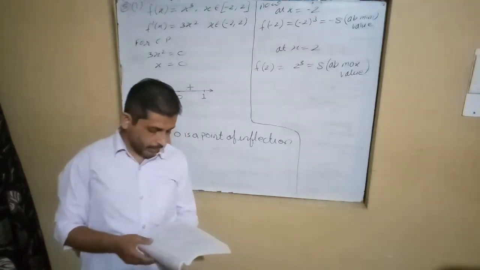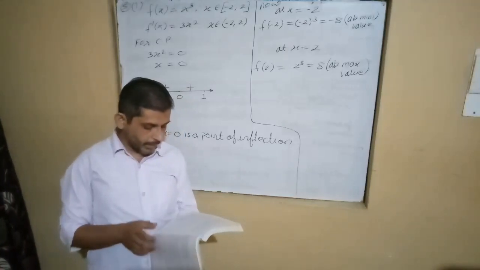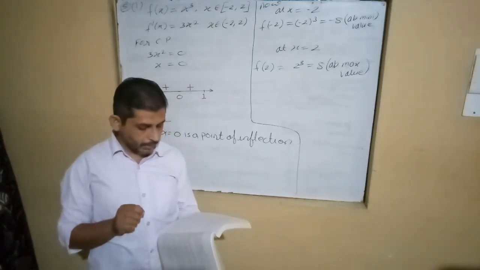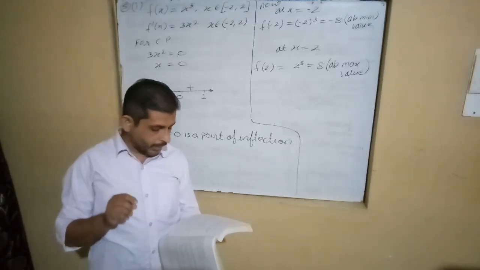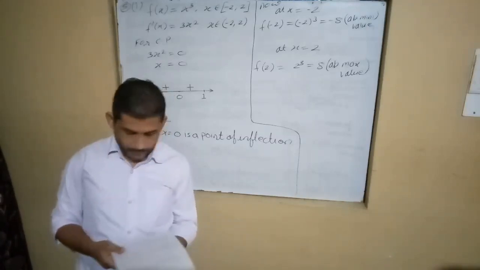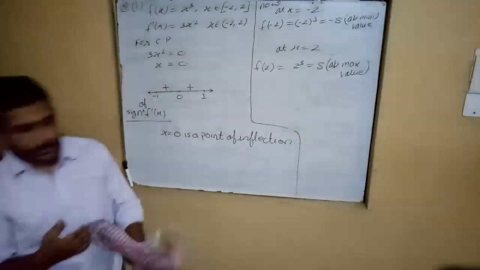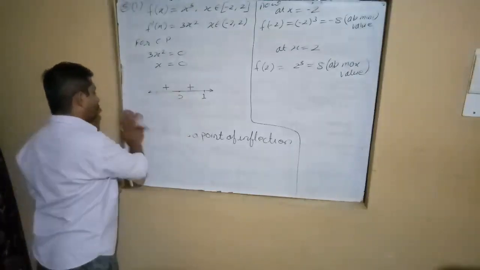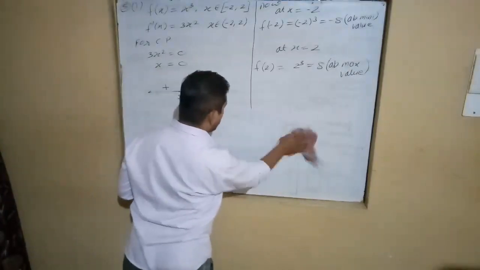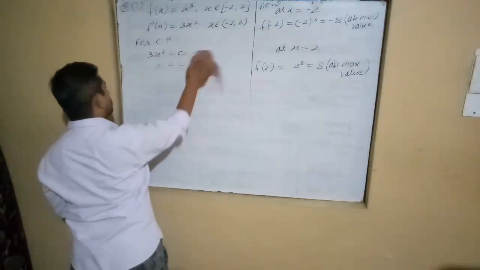At what point in the interval 0 to 2 pi does the function sin 2x attain its maximum value? It means where sin 2x attains its maximum value, we have to find out that point in question number 8.